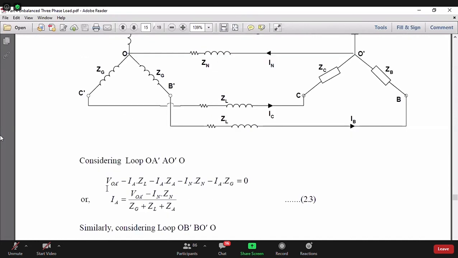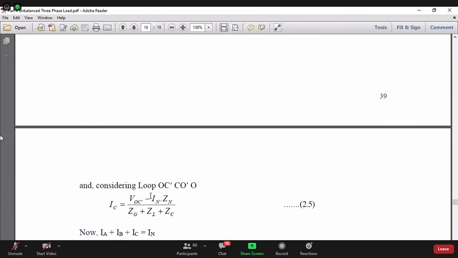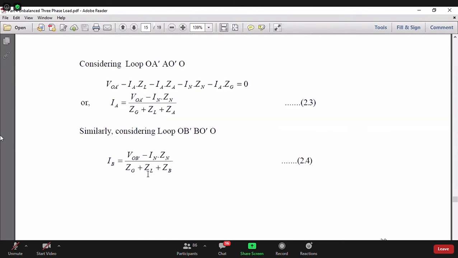So I write the new equation, the loop equation, by Kirchhoff's voltage law. From here, I write an equation for IA, as you can see here, and look at the right hand side. Here I have the source voltage, the three impedances, and the neutral current. Similarly, I write IB. Similarly, I write IC. The three loops you use, and you write the three equations.